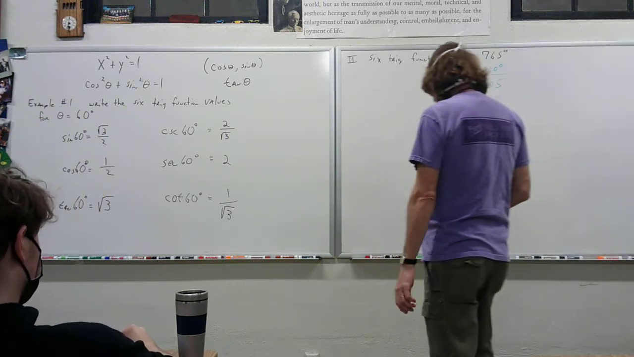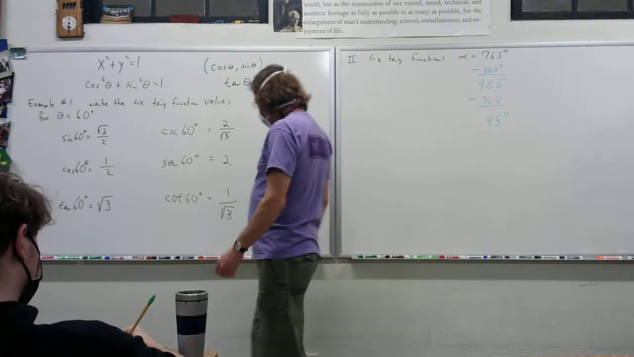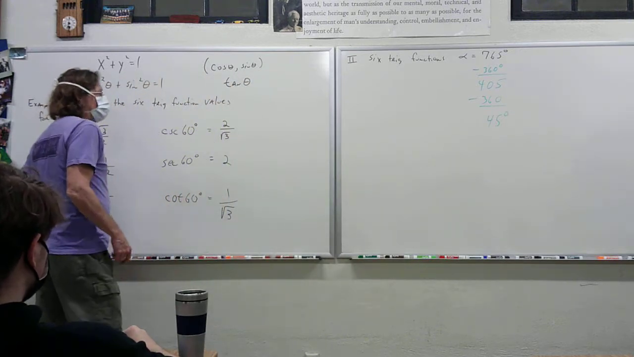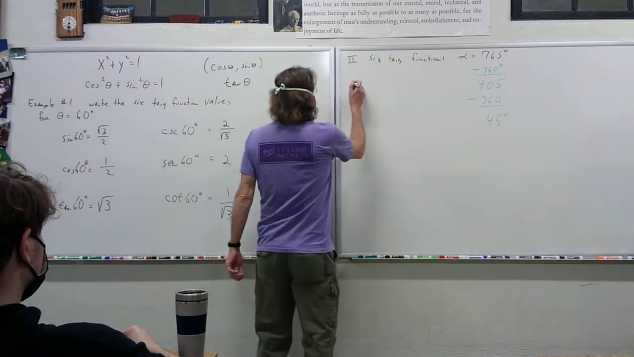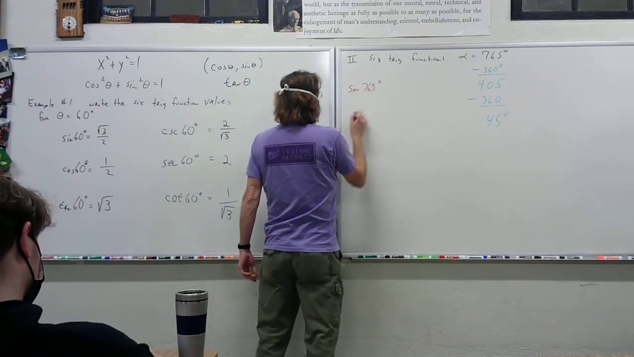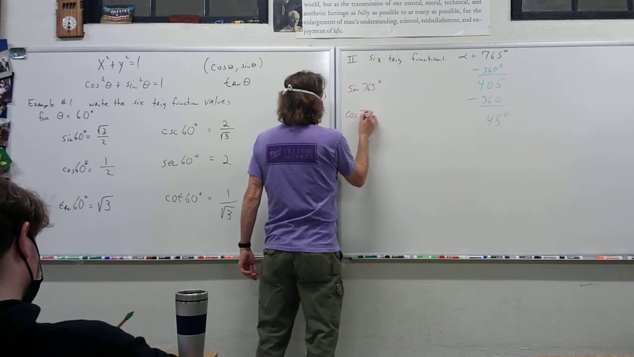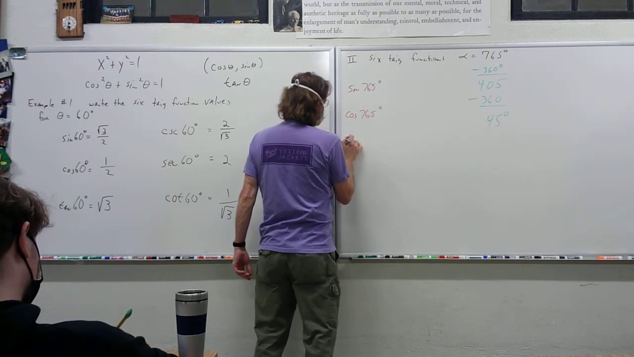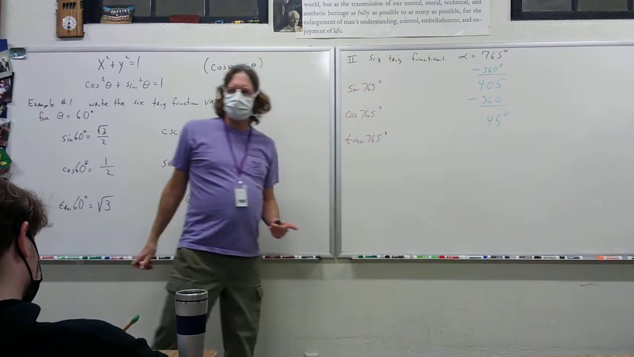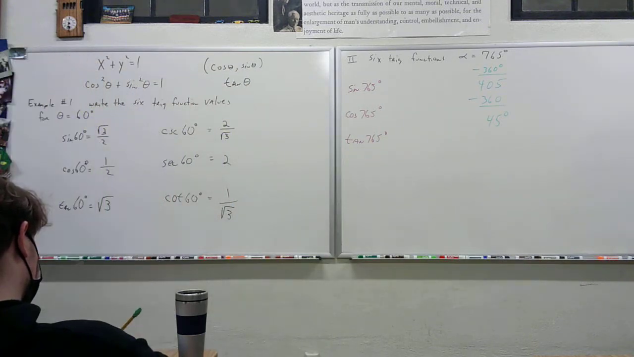Now here's where you run into a problem. When you make your list, you must not use the 45. You have to go sine 765, cosine 765, tangent 765. And you write them just like that. You do not write them across the page.